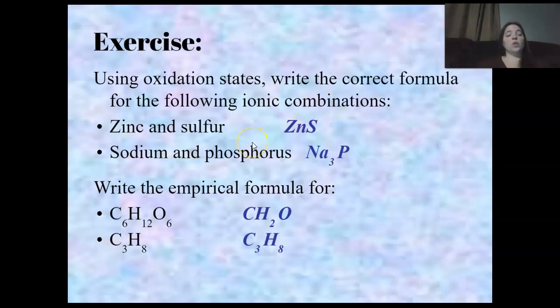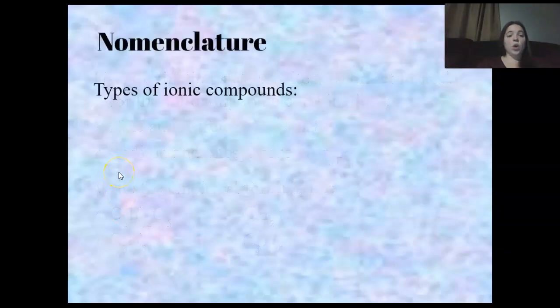You can only divide by 1, so you leave it as is. Whereas the zinc and the sulfur, you can cut it down. And then making the empirical formula, all you have to do is find the lowest common denominator and divide by it. So in this case, you got 6, 12, 6. You can divide each by 6. So you should get 1, 2, 1. C3H8 cannot be divided by anything but 1. So you leave it as is. That's the empirical formula.